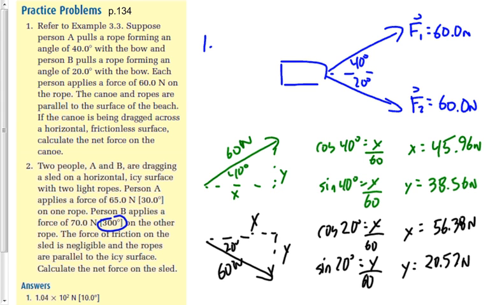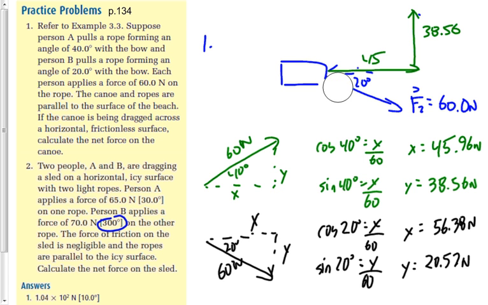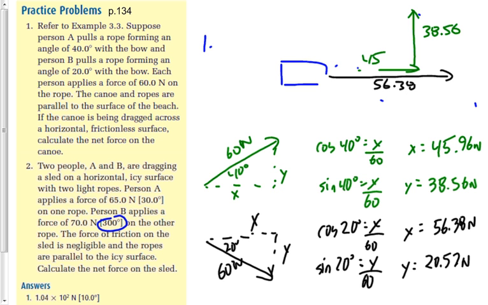Now, what we can do if we want is redraw this. F1 turns into 45 to the right and 38.56 up. We can redraw the second one, not as 60 newtons, but as 56.38 to the right and 20.52. Is that 20.52, Tyler? Thank you.